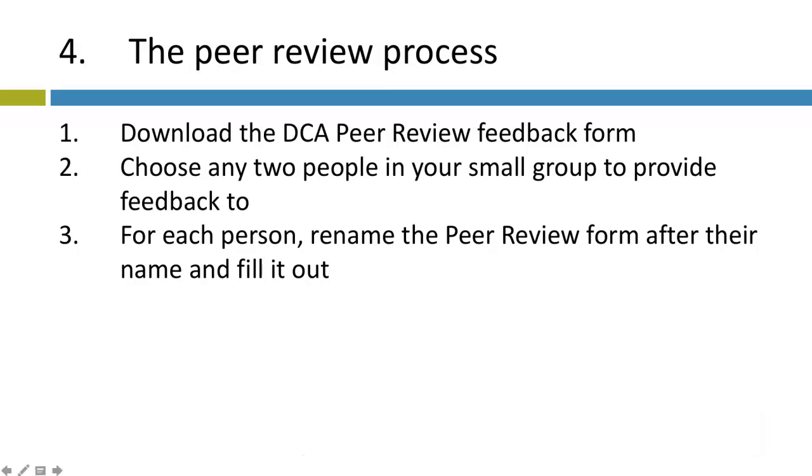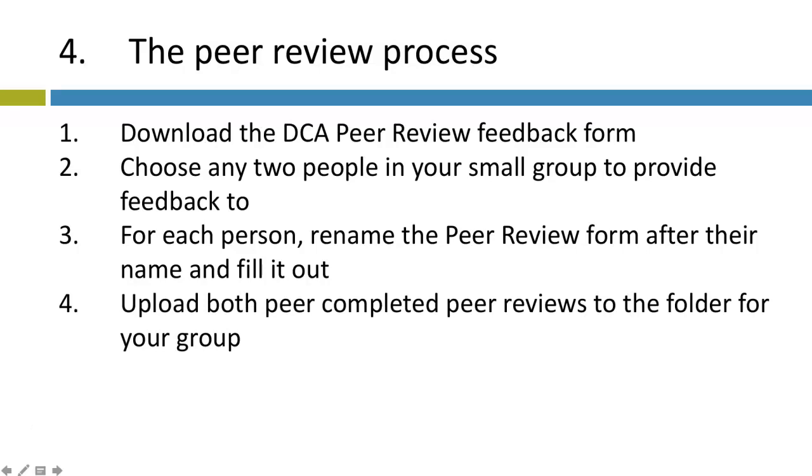Once you've renamed it, then you're going to read their assignment and you're going to fill out the peer review form. As mentioned already, it's what's known as a fillable form, so that you can type your responses right into it, and the boxes in each case will expand as much as you need them to. Once you have completed both of the peer reviews that you have done, all you need to do is to upload those to the folder for your group. Once you've uploaded them, of course, your partners in your small group can see your comments on their assignment.